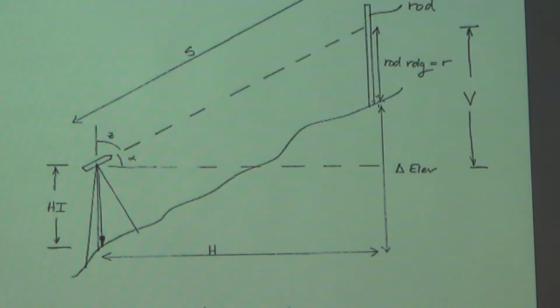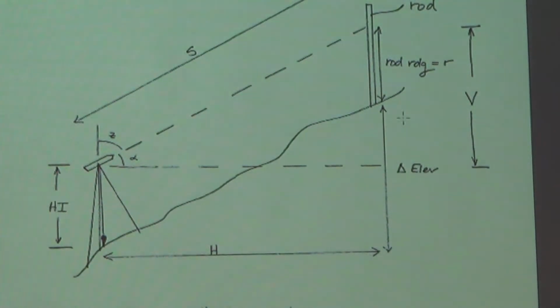Here we have, everybody look up here, a right triangle, right? So here's the change in elevation between the ground here and the ground here, which is really the vertical distance here. And here's our horizontal distance. What do you think S stands for? The slope distance.